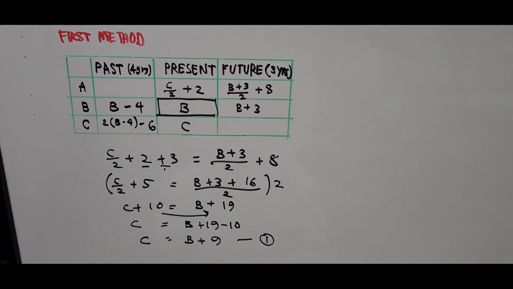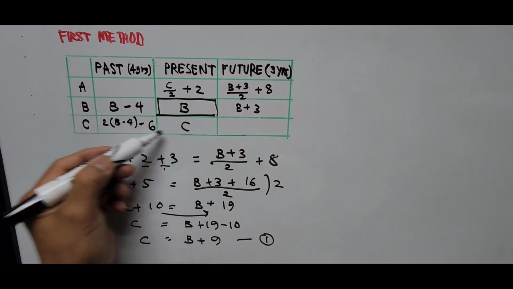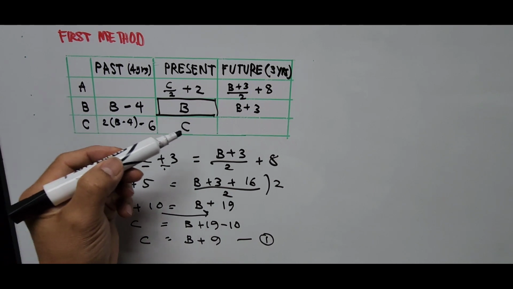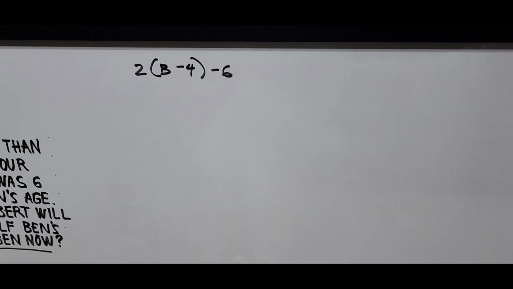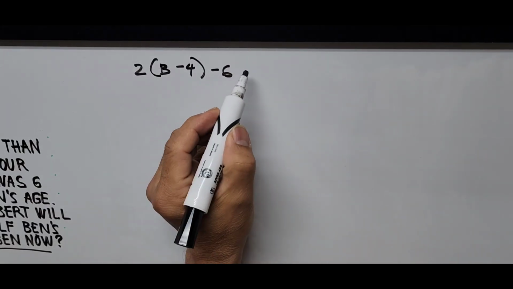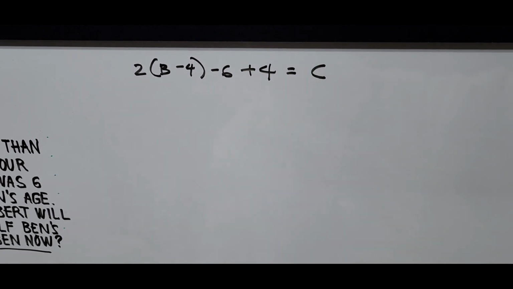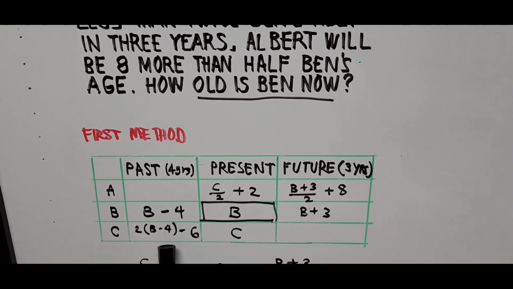And going back to the table, we need another equation. So from this row right here, if we add 4 years to this, that will be equal to this value, c. All right, so let's do that. Here we're adding 4 years, so that is plus 4 equals c. That's the present age. So we're adding 4 years to this, so that will be equivalent to this value, present age, c for Carlos.